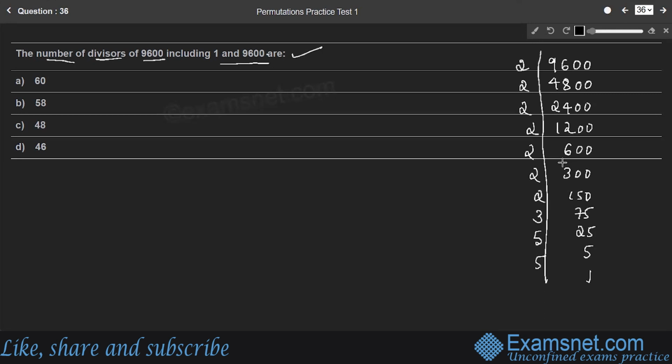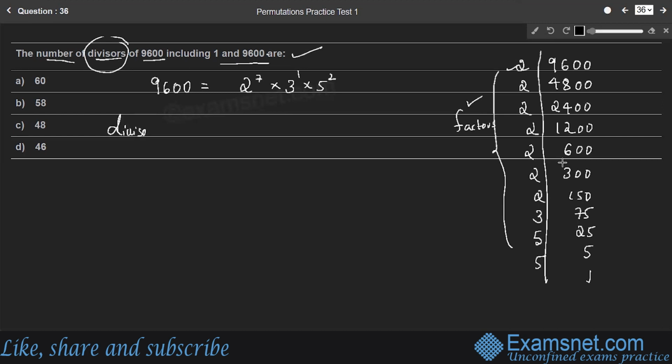So here 9600 can be written as 2 raised to 7 into 3 raised to 1 into 5 raised to 2. Here 2 is repeated 7 times. So these are called factors of 9600. When it comes to the divisors, they are not only factors, they are also the product of factors. So divisors are nothing but the factors of the given number and also the product of factors.